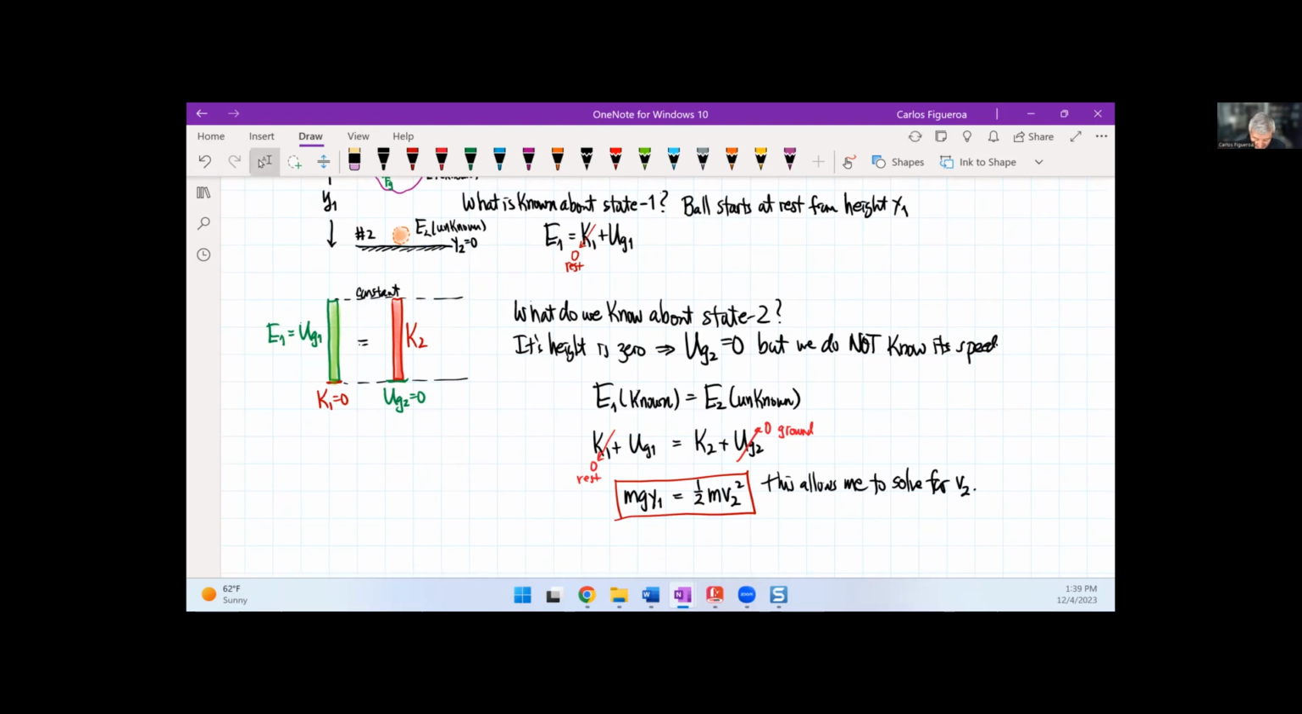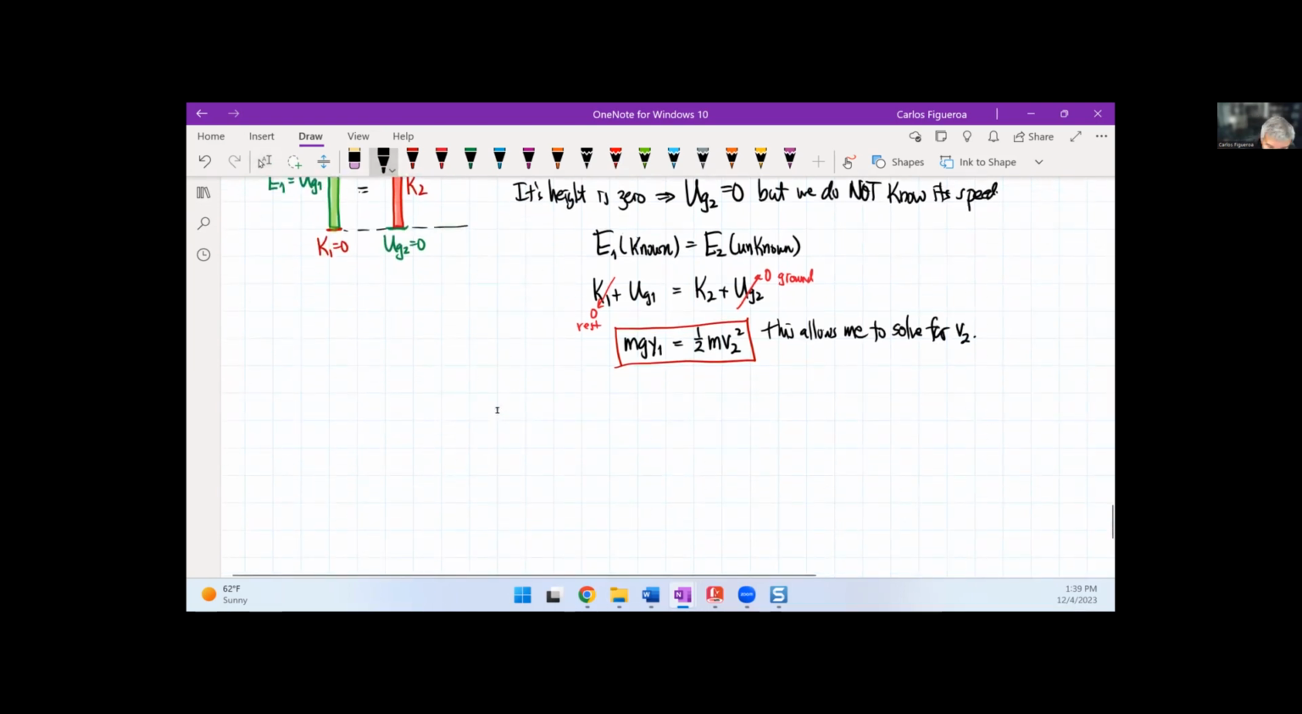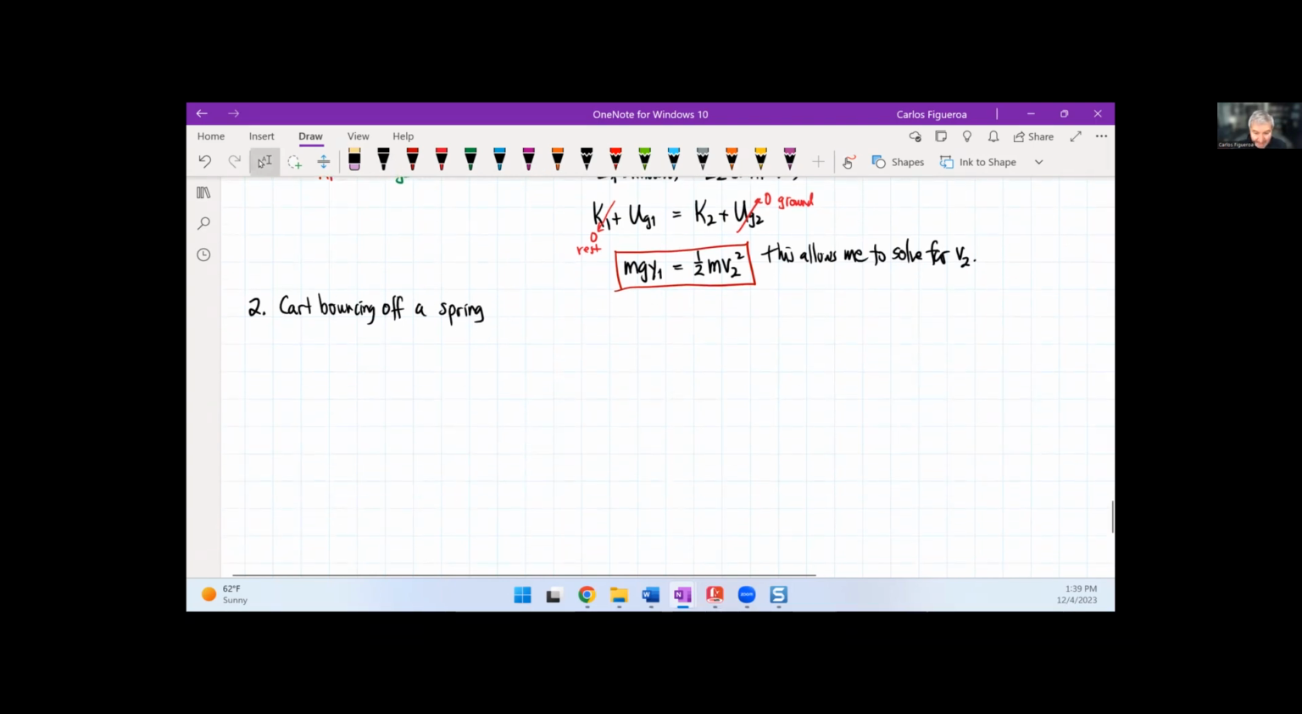Let's look at a different situation. Let's look at one more example, and it goes something like this. We're going to have a cart bouncing off a spring. We want to set this up so that we don't add friction to the situation, because I'm not going to give you a friction problem on the exam.